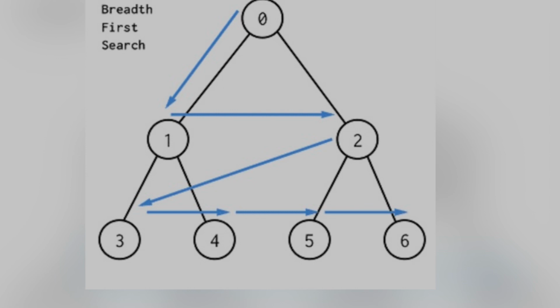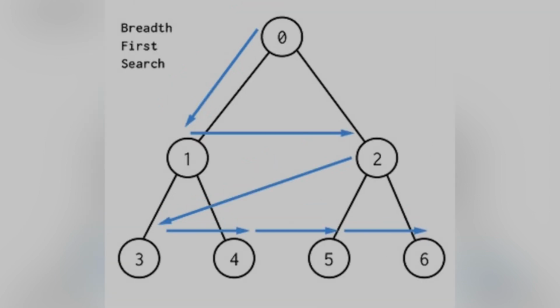In other words, we first start from 0, which is the root node, and then go to 1, and instead of going down to 3, we first visit 2 and then come back to 3, 4, 5, and finally 6.